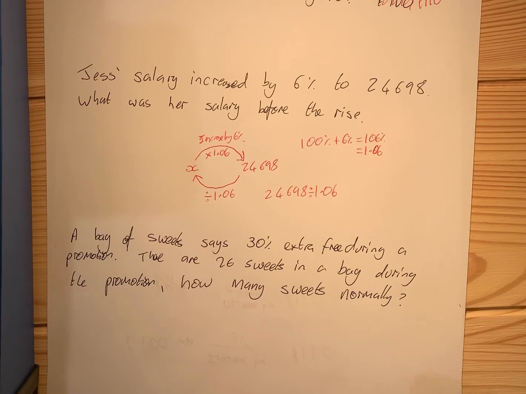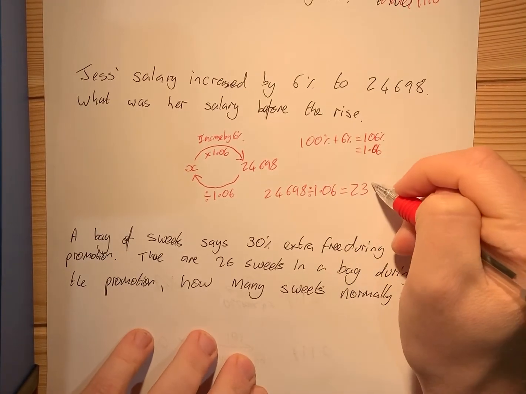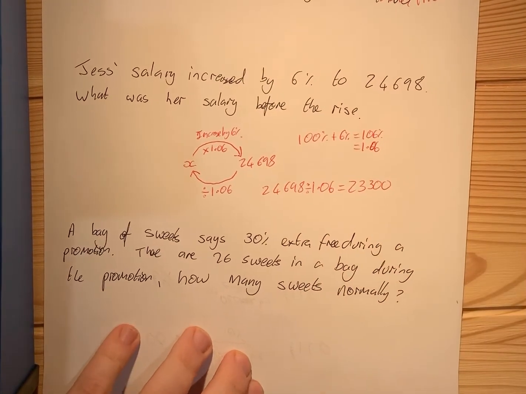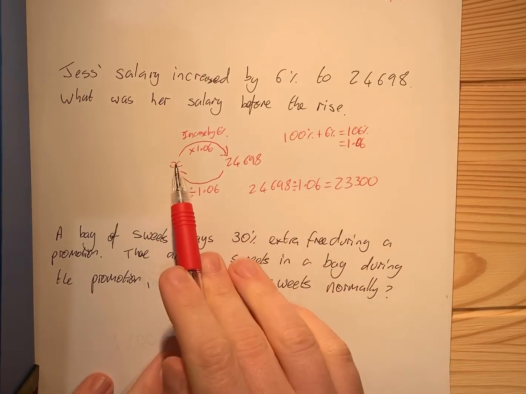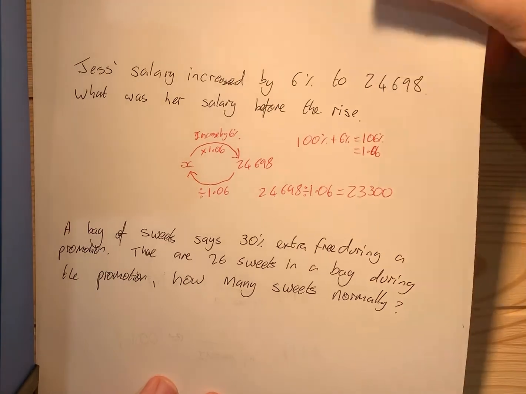24,698 divided by 1.06. That gives me 23,300. Okay, so before the change, it was 23,300. Have a look at the one underneath.